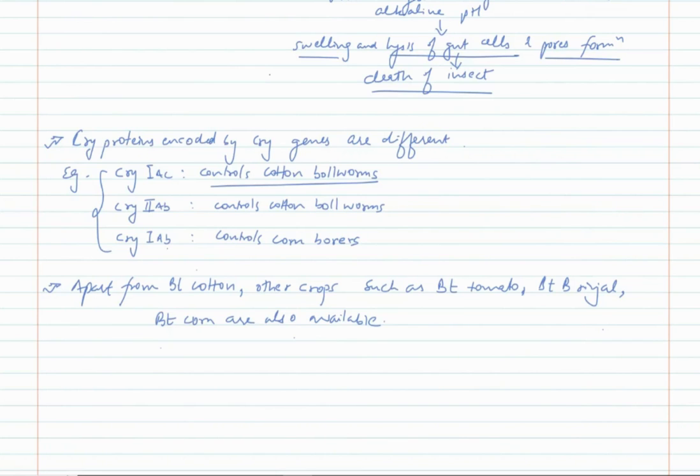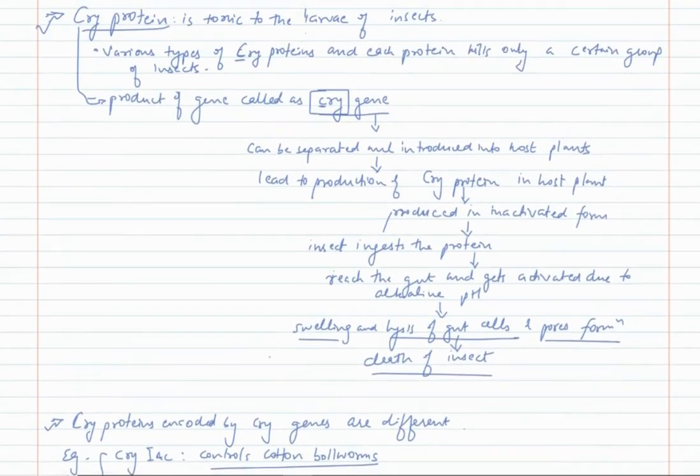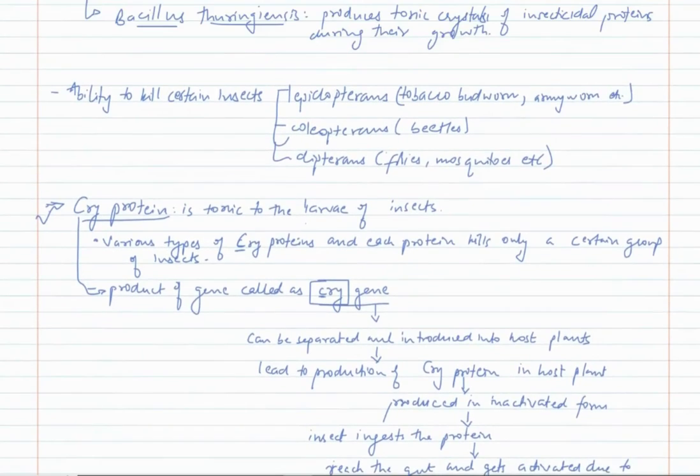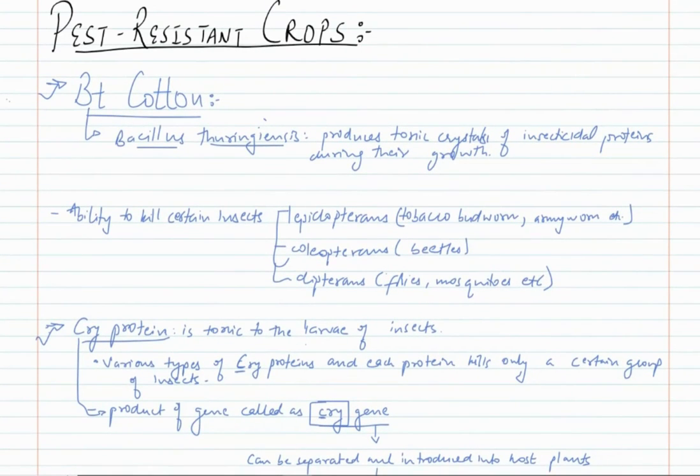So to prevent all this, to prevent losses, what we did was, we used biotechnology to introduce these genes into the plant itself, leading to production of this cry protein, and ultimately which kills the insect, making the plant resistant to these pests.